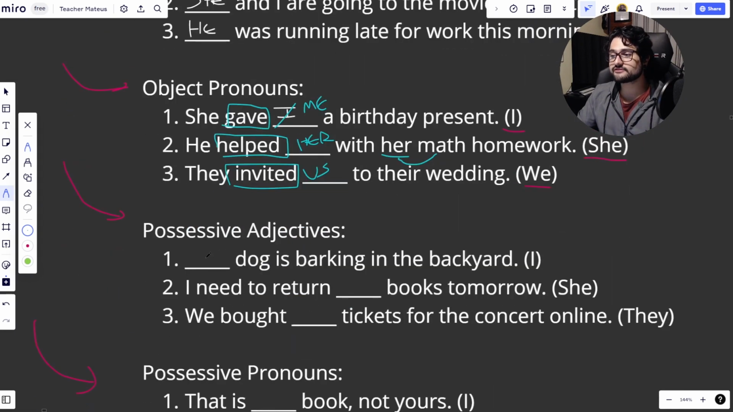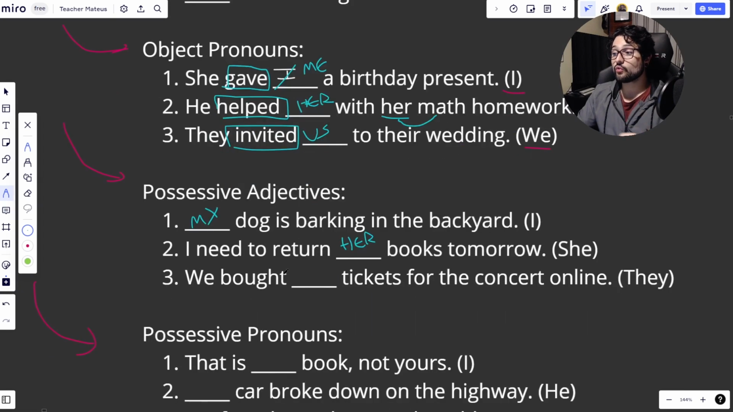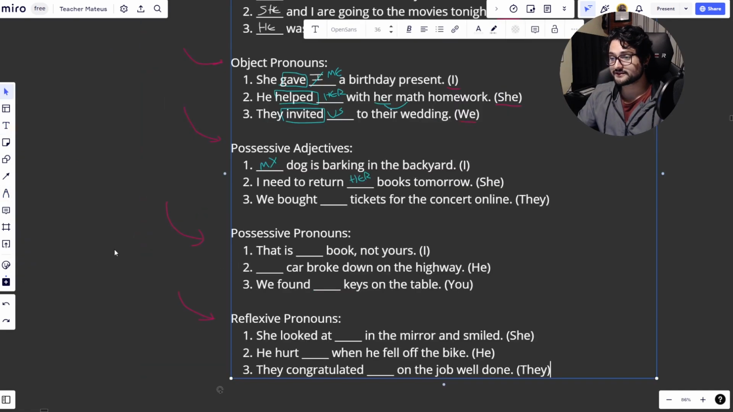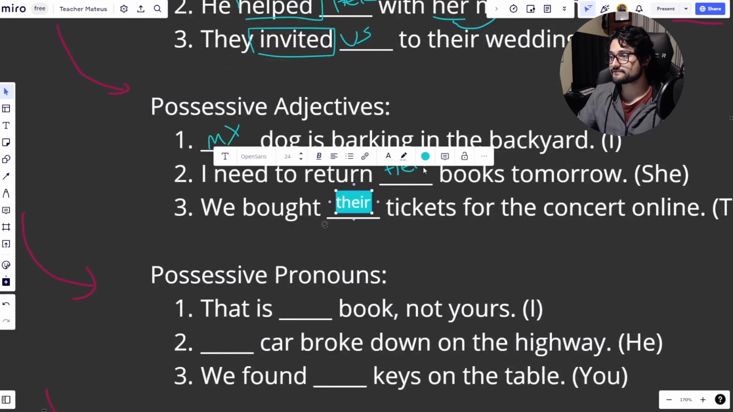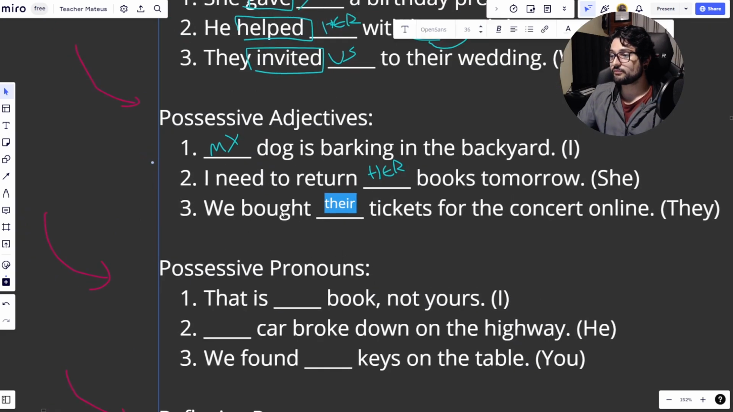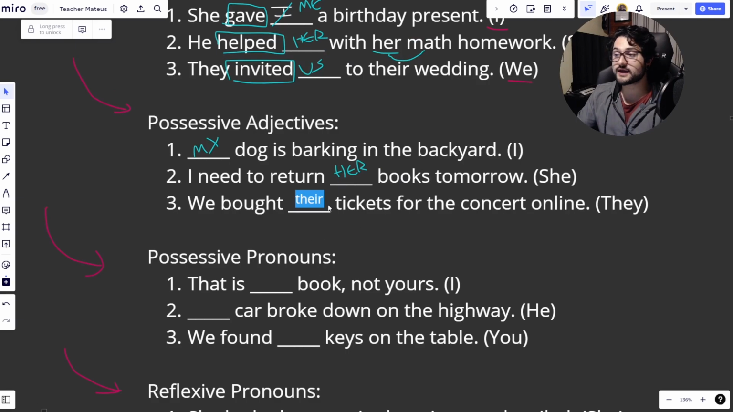Let's take a look at the possessive adjectives. My dog is barking in the backyard. I need to return her books tomorrow. I hope you got that right. We bought their tickets. Their, oh my God, it's their. Let me write, I think it's better. We bought their, let me reduce the size there. Their tickets. There it is. We bought their tickets for the concert online.